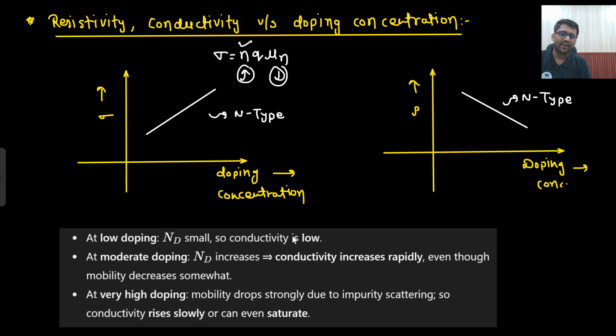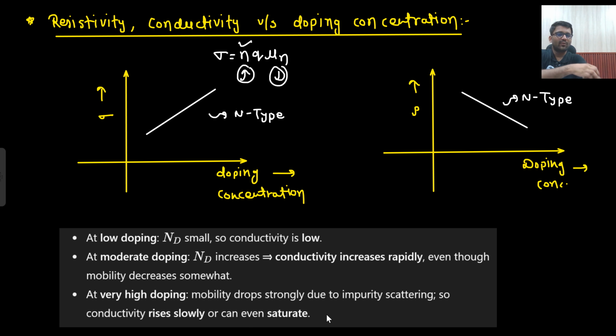At low doping, Nd is very small, so conductivity is very low. At moderate doping, Nd increases, so conductivity increases rapidly, even though mobility decreases somewhat. At very high doping, mobility drops strongly due to impurity scattering, so conductivity rises slowly or even can saturate.